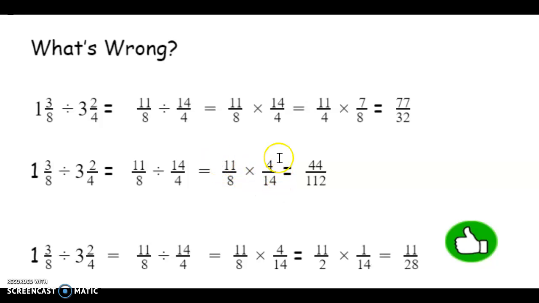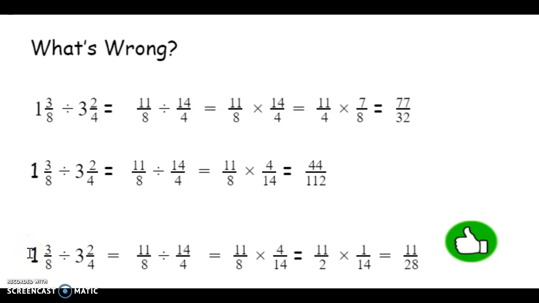11 and 14 they couldn't cross cancel, but 4 and 8 they could cancel. So they got a huge number when they just multiplied 11 times 4, 44, 8 times 14 is 112, but that can't be the final answer because look, what we know about reducing fractions, what do both the numerator and the denominator end in? They both end in even numbers. So you know that when you have something that ends in even numbers, you can continue to go further. Cross canceling and reducing are the biggest things that students forget to do.